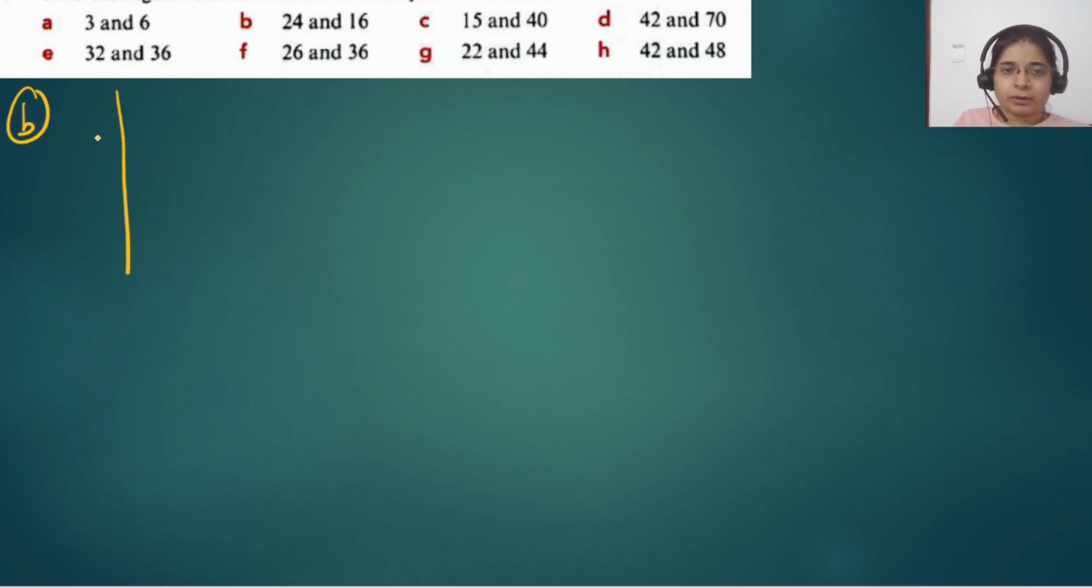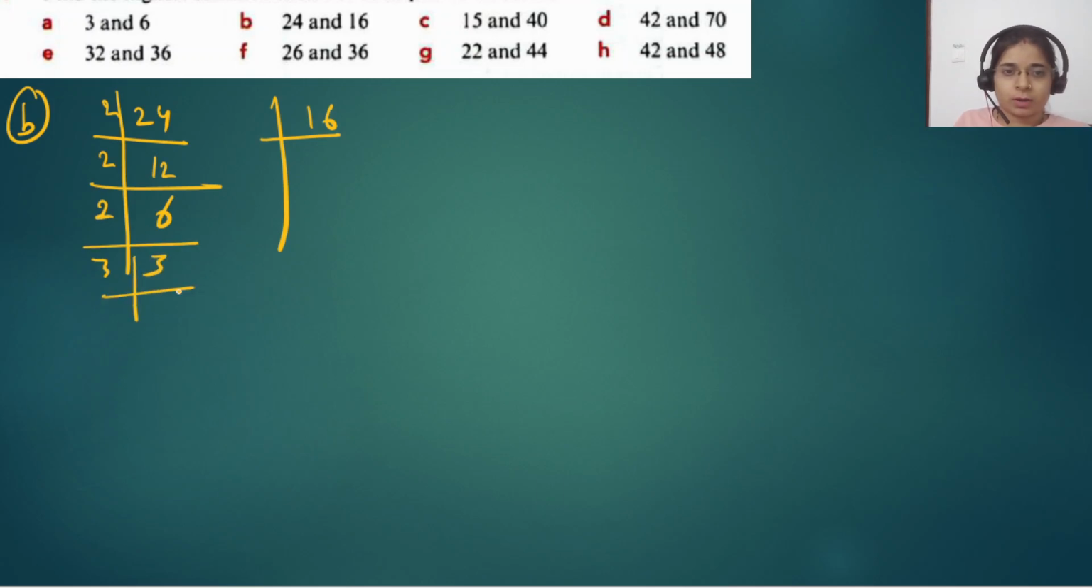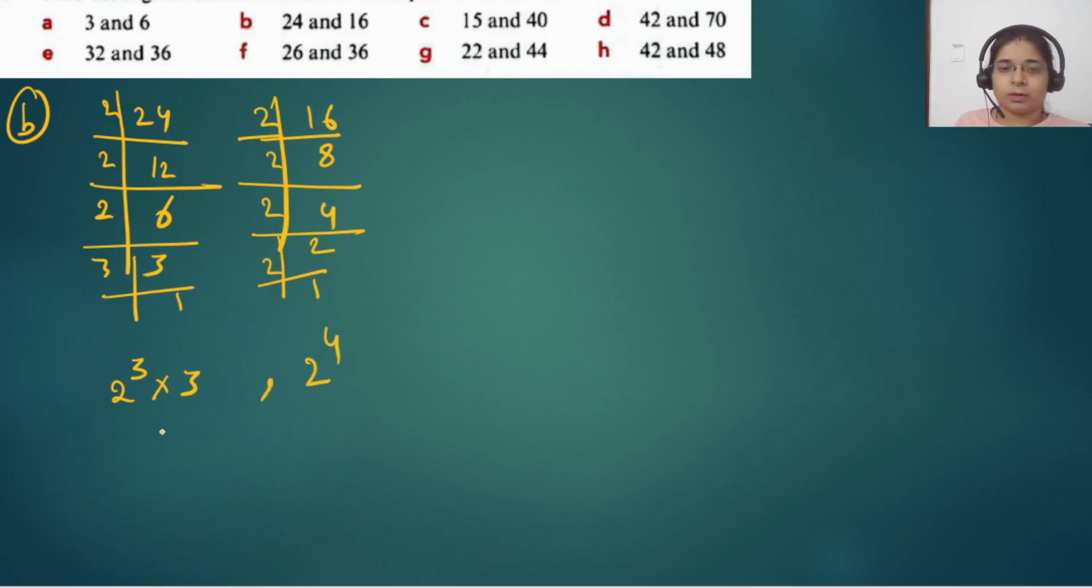Let's do the prime factorization of 24 and 16. So 2 and 12, and 2 and 6, and 2 and 3, and 3 and 1. I can write it as 2 cube times 3. For 16, this is 2 8s are 16, 2 4s are 8, 2 2s and 2 1. So 16 can be written as 2 to the power 4.